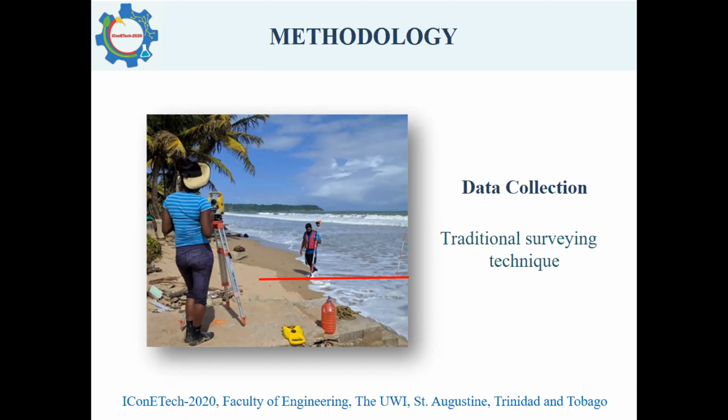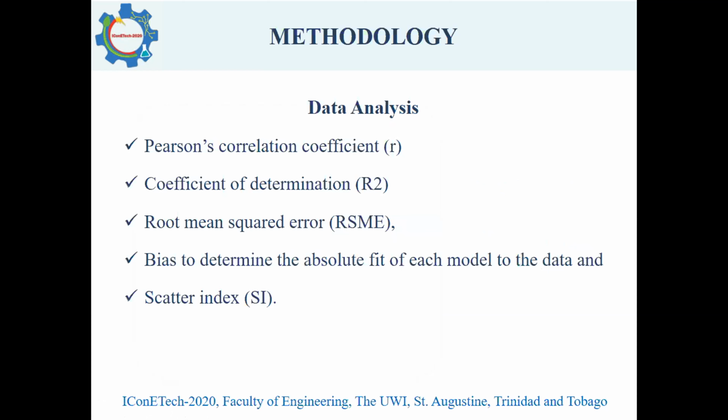Other parameters such as beach slope, wavelength, wave height, and tidal elevations were also measured for the purpose of this research. So 5 statistical parameters were applied to assess the performance of the previously mentioned equations against observed values of wave runoff collected on these 3 beaches. We looked at the Pearson correlation coefficient, the coefficient of determination, root mean squared error, and bias to determine the absolute fit of each model to the data, and the scatter index.